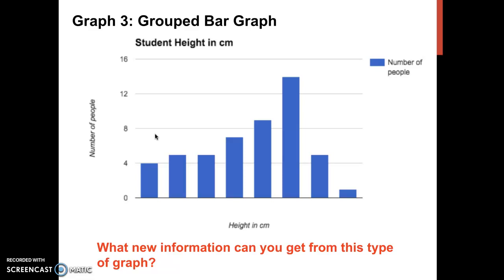And so the question at the bottom says, what new information can you get from this type of graph? It groups certain individuals together to show their similarities. We call that a grouped bar graph.